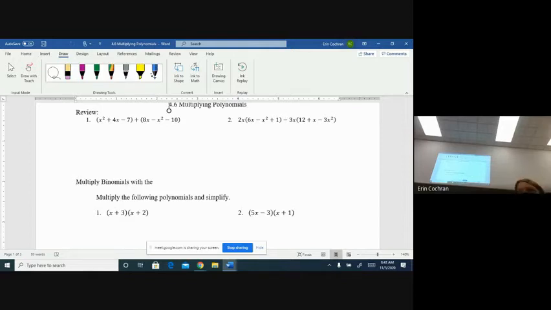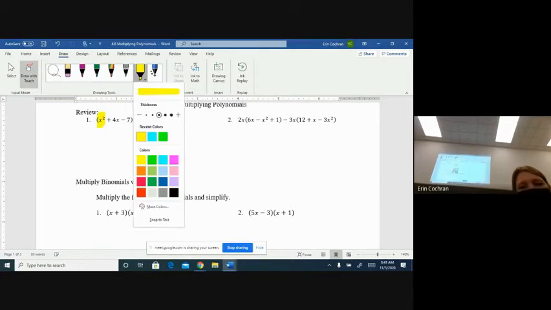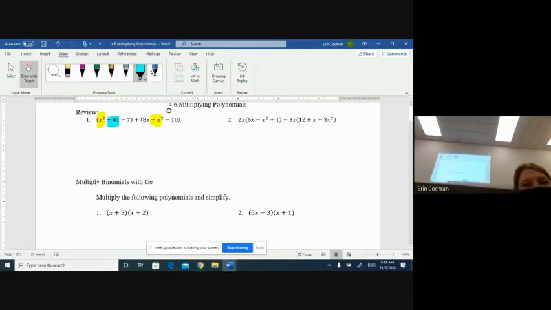All right, number one, what are we doing here? We're just adding, right? So we need like terms, right? So x squared can be added with negative x squared. What happens to those? They cancel, don't they? 4x can be added with 8x. And what is 4x plus 8x? 12x, good. And then we have a negative 7 and a negative 10, which makes negative 17, good. Okay. Can we combine 12x and negative 17? Nope, so that's your final answer, okay?